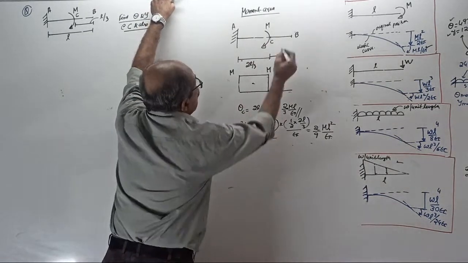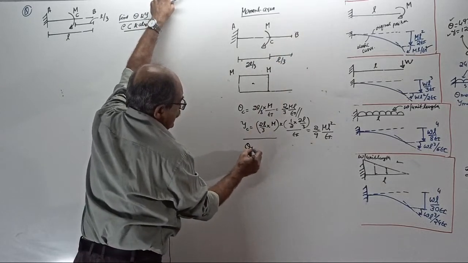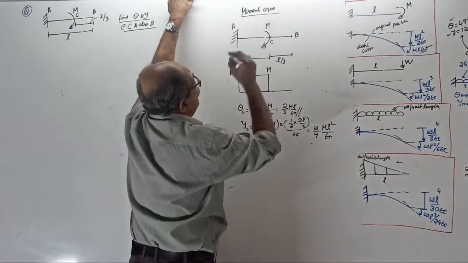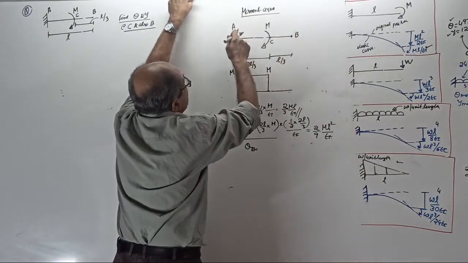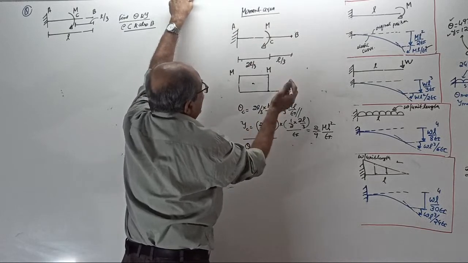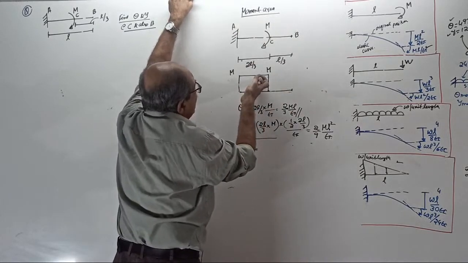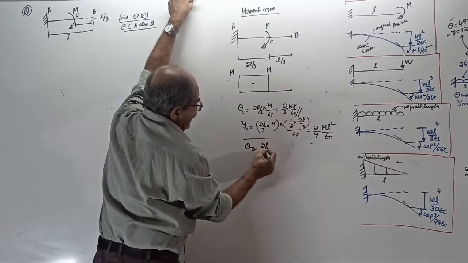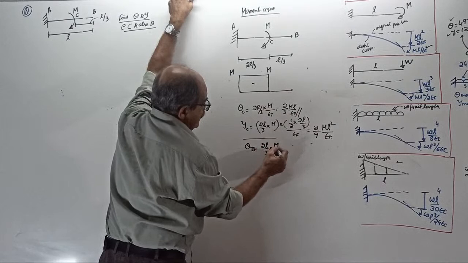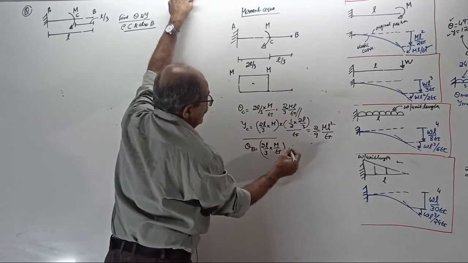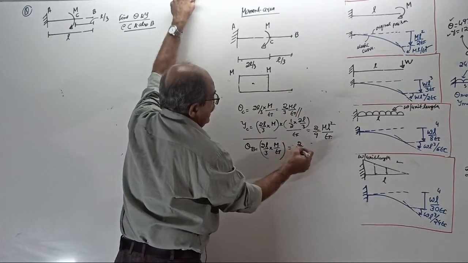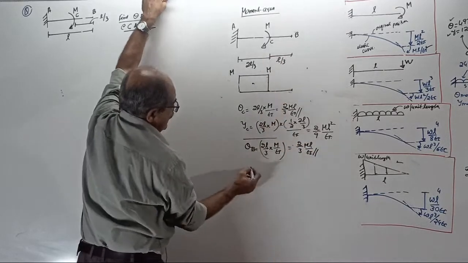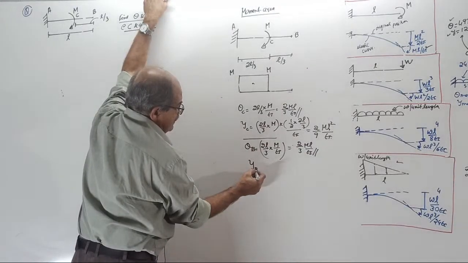Slope at B required. Area of the BM by EI diagram from B up to the fixed end. From here to here, oh, there is no area. From here to here means this area only, because there is nothing here. So 2L by 3 into M divided by EI equal to 2 by 3 ML by EI, same as this one.